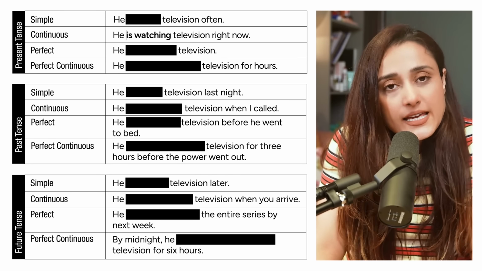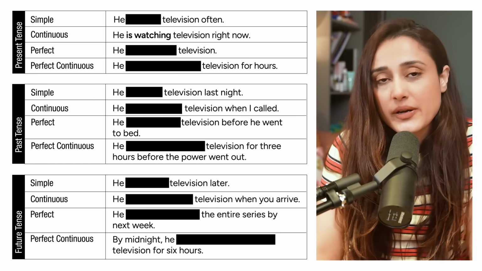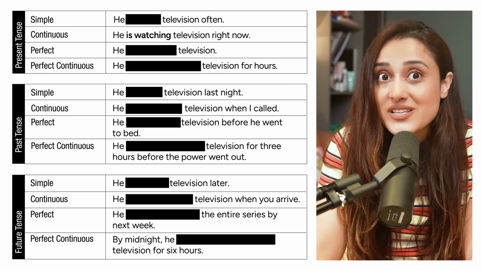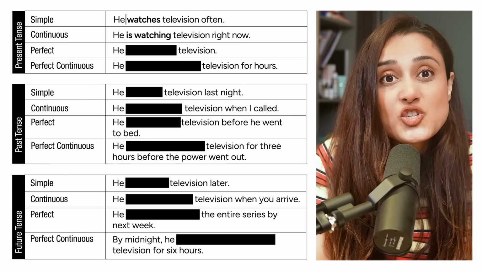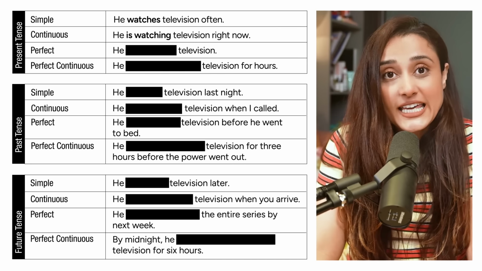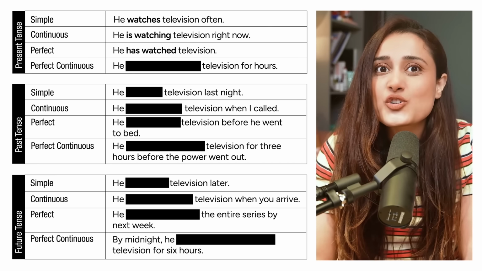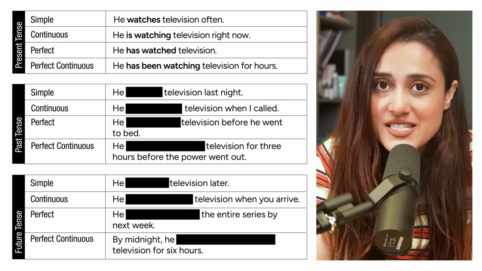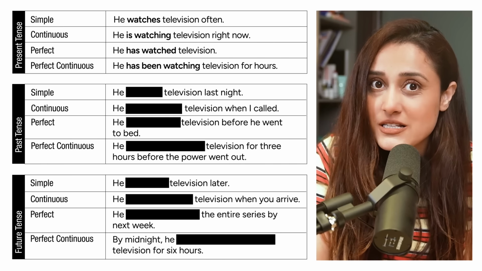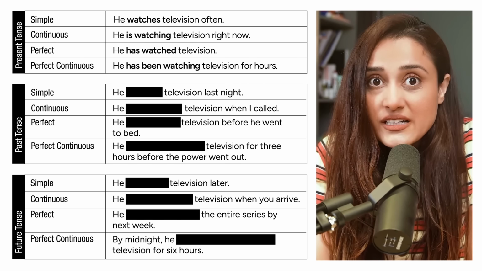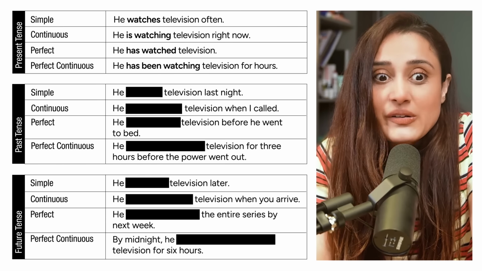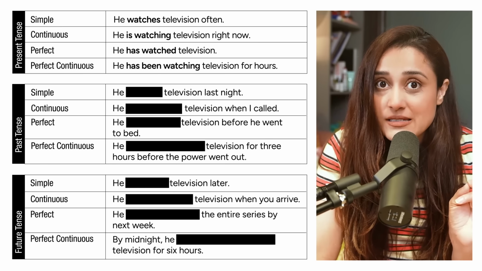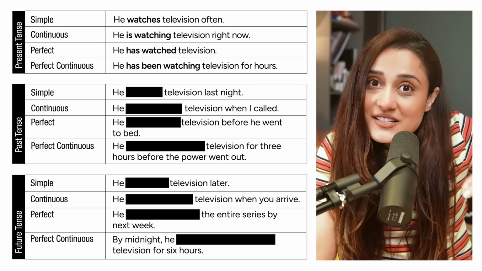Okay, he is watching television right now. It's happening right now. Present continuous. He watches television often. He has watched television. He has been watching television for hours. So it started in the past, but it is relevant to now and it is going on right now. That is why present perfect continuous.